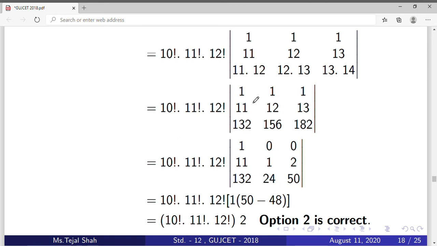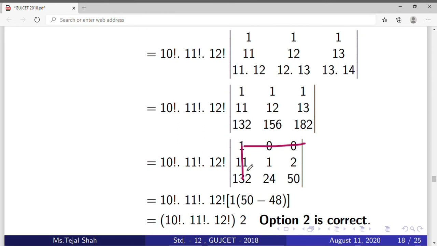Same way here column 1 is multiplied by minus 1, add in column 3. So we get 1 minus 1 again 0, 13 minus 11 is 2, and 182 minus 132 is 50. Okay, so now this determinant contains the first row in which the maximum number of zeros are there. So using this row evaluate the determinant.